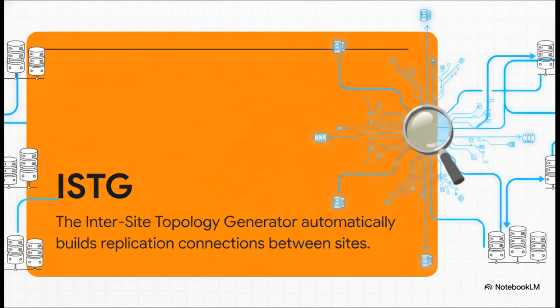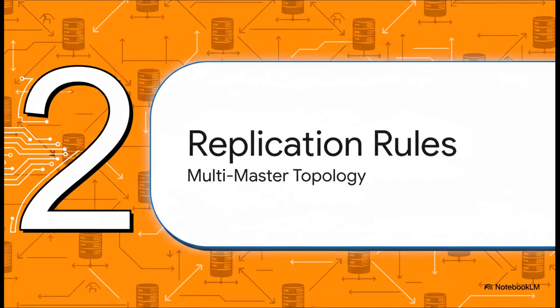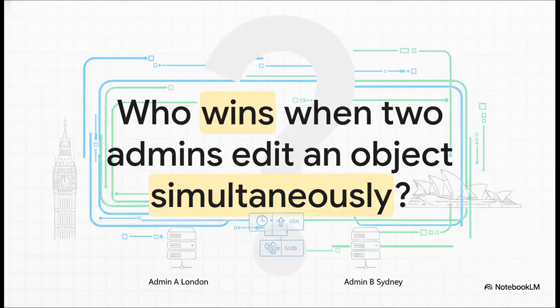Section 2. Multi-master replication rules. Let's see how AD handles the chaos. Unlike a traditional database that just has one master, Active Directory is multi-master. That means any domain controller can accept a write operation. So, exam check, practice question 3.